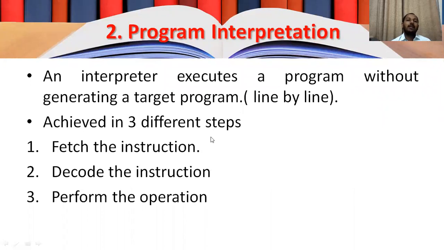Now next is program interpretation. Whatever we have seen was program translation. Now interpretation. Translation is converting a source program into some translated program, but program interpretation will not translate anything. What will the program interpreter do? Let us see on this slide. An interpreter executes a program without generating a target program. So in short, we can say program interpretation is done line by line.